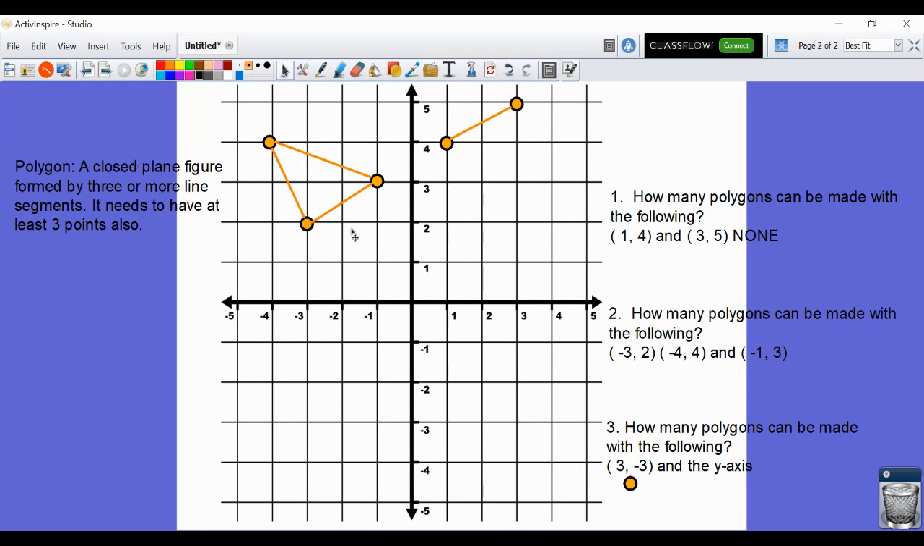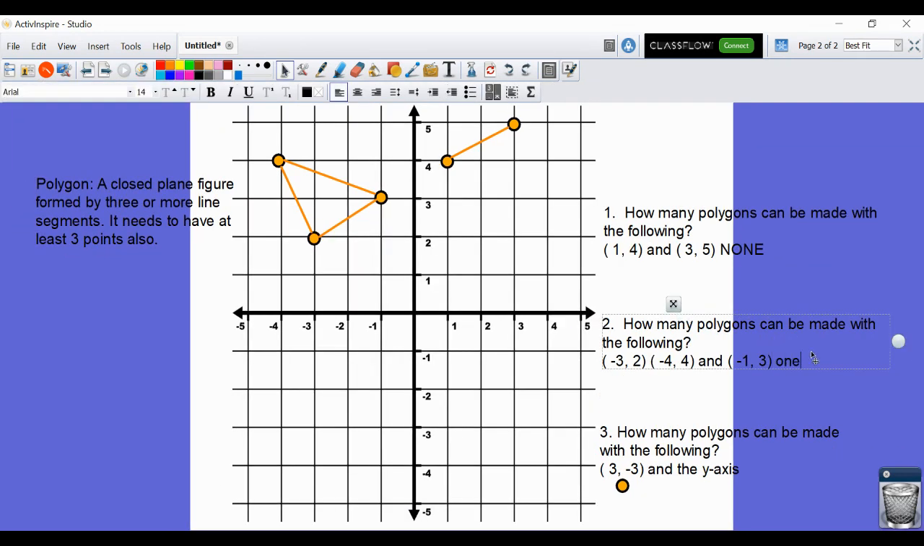Is this a closed plane figure? Yep, it's closed up. Does it have 3 or more line segments? It has 1, 2, 3. So yes, it has 3 line segments. Does it have at least 3 points? Yes, it does. 1, 2, 3. So how many different polygons can we create with 3 points? You got it. Looks like 1. We can create 1 polygon with the 3 points.